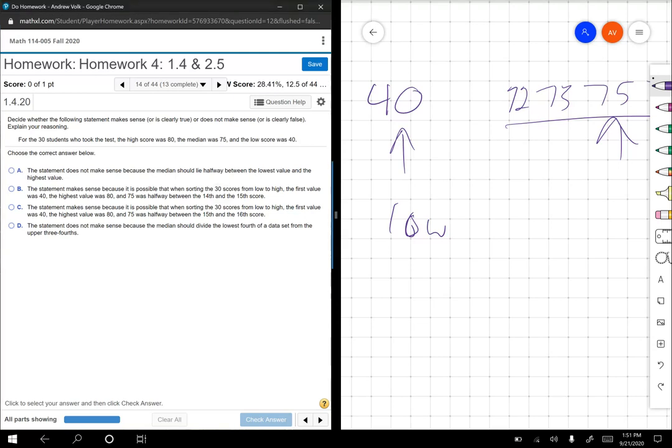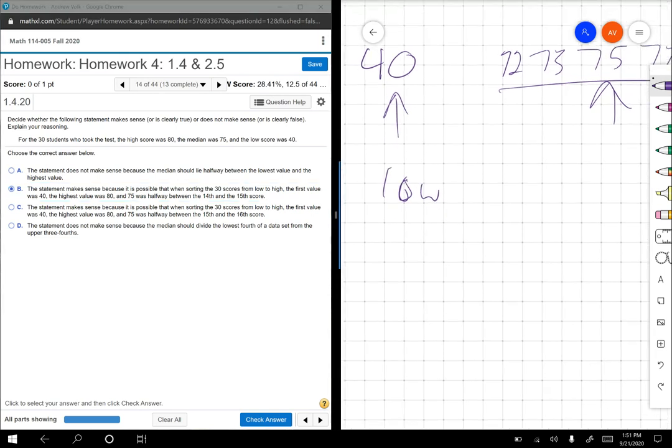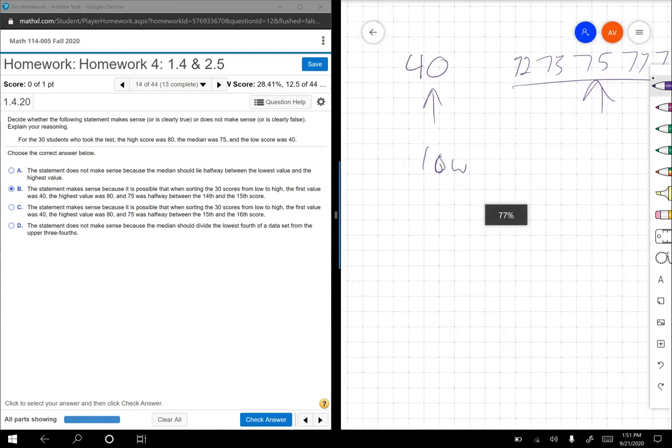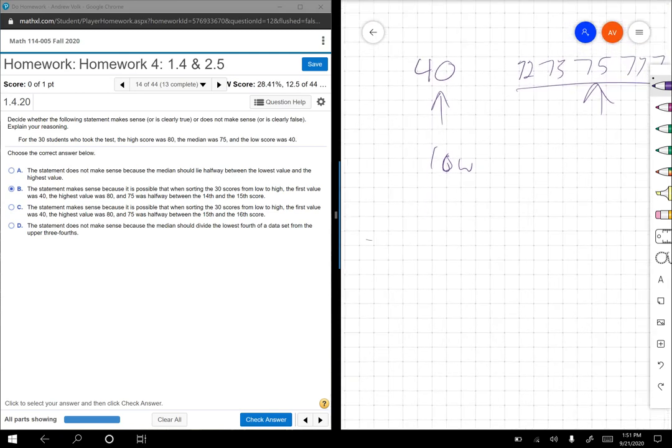Now, I'm going to just check that right now. But pay attention. The statement makes sense because it's possible when sorting the 30 scores. So with the next choice, it's only different in that it says between the 14th and 15th or the 15th and 16th. And so the question becomes, well, where is the median between 30 numbers?